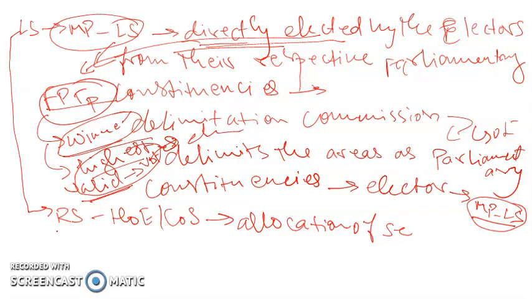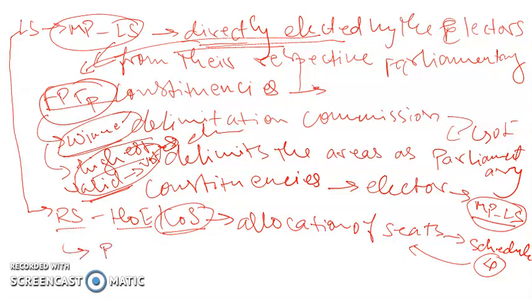Now let's come to the Rajya Sabha. Rajya Sabha is also called the House of Elders, and in English it is called the Council of States. The allocation of seats in the Rajya Sabha has been given in Schedule 4 of the Constitution of India. The manner of election is the proportional representation system based on single transferable vote. And who elects the members to the Rajya Sabha?